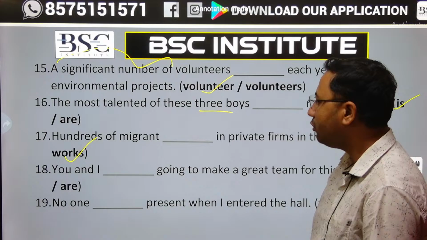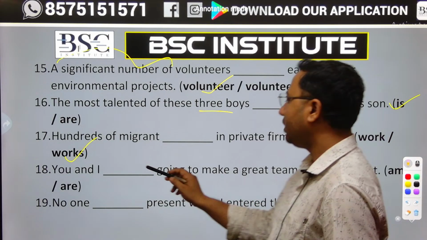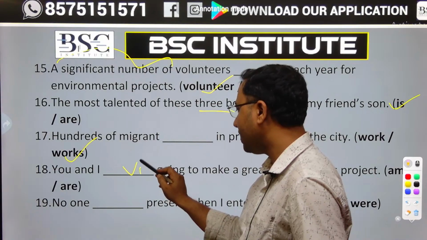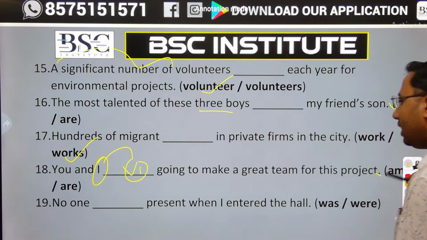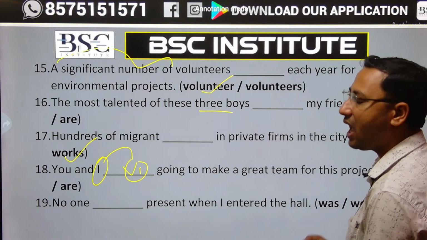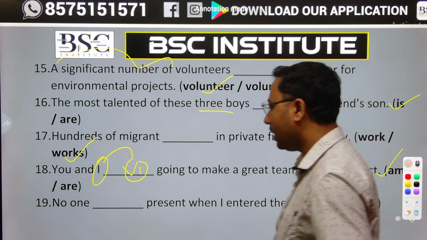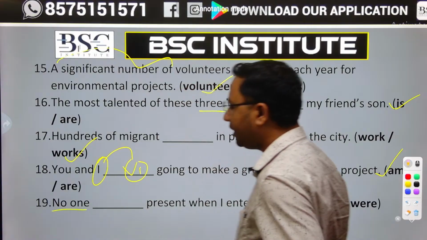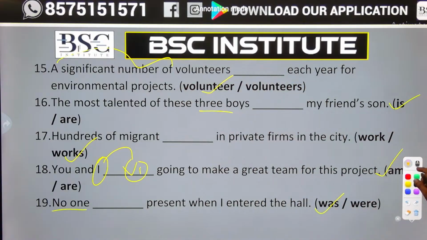You and I dash going to make a great team. So the nearest subject with the verb, the nearest subject is I. So I have to use am with the verb, right? Because I am, but not I are, because the nearest subject is I. Next, no one. If no one is used, it becomes singular. So no one was. I hope this question also you understand.